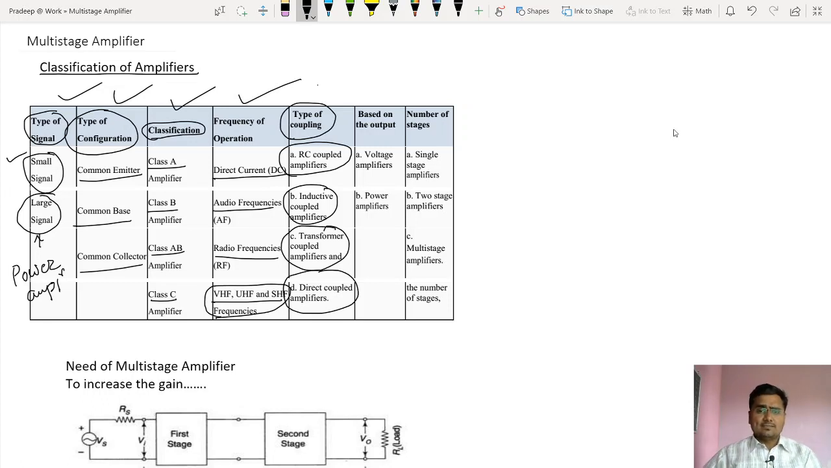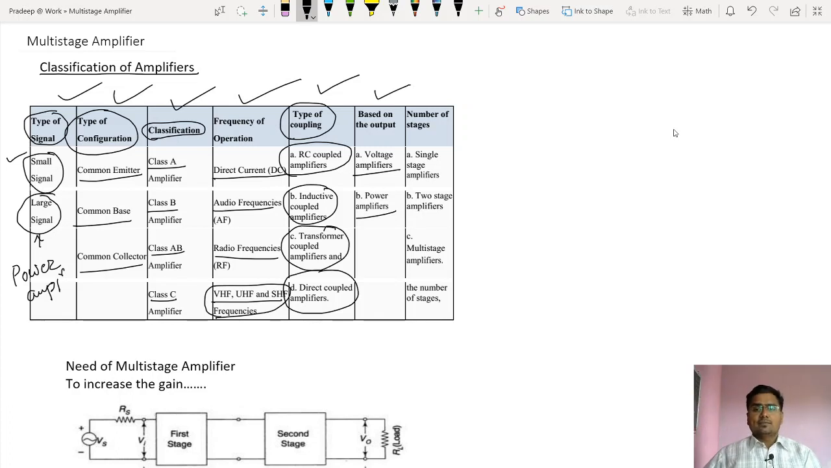So this is another method, again based on the output, voltage and power. Even I can write current amplifiers, but it is not good to write current amplifier, because if I again write current amplifier, then different things will come into the picture. So just avoid it. Voltage amplifier and power amplifier are also types of amplifier. This is another way I can classify them.